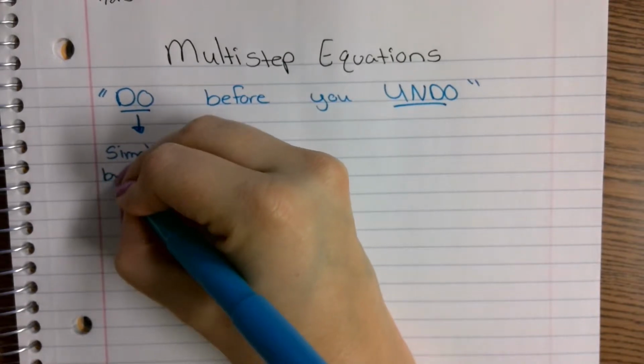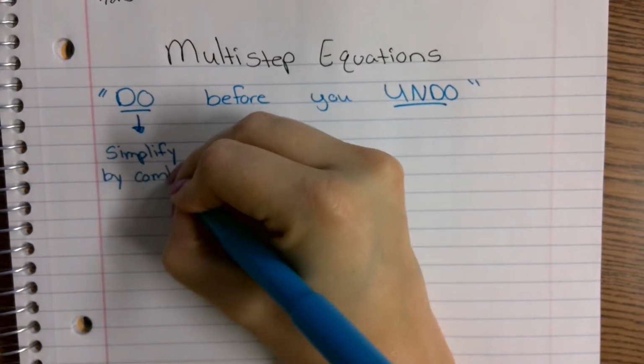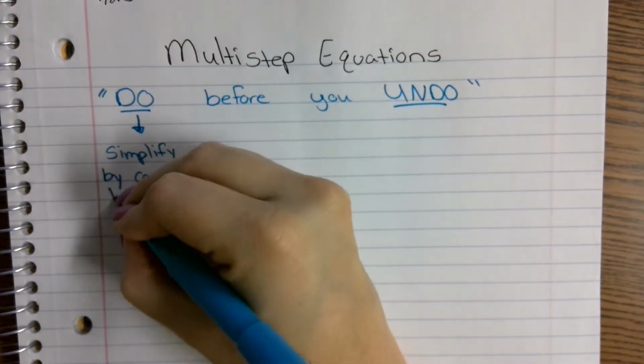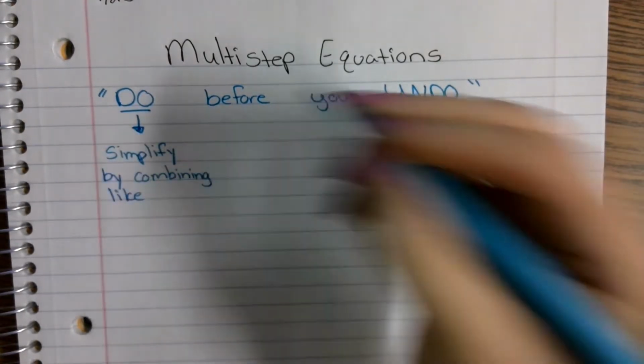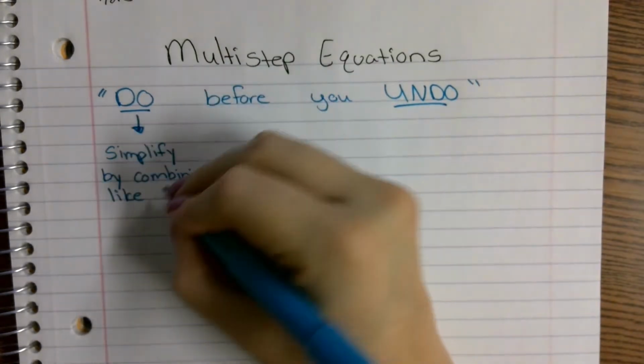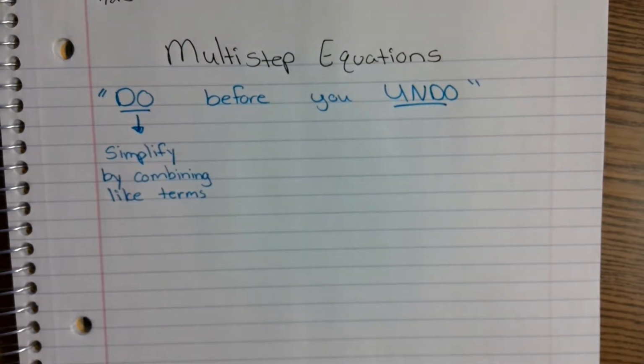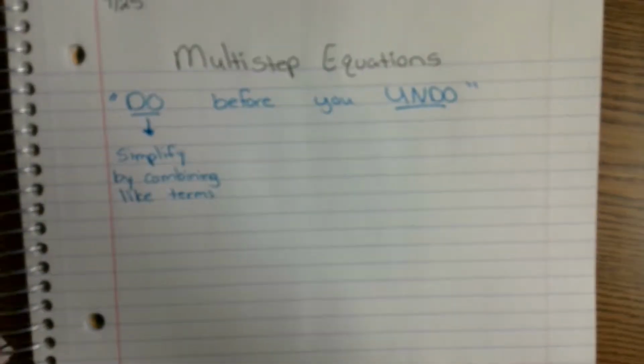You simplify by combining those like terms. We don't want multiple x's. We just want one term of an x. We don't want multiple numbers. We want one term of a coefficient. So simplifying by combining those like terms.